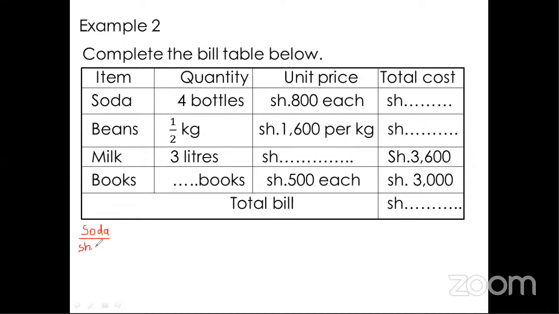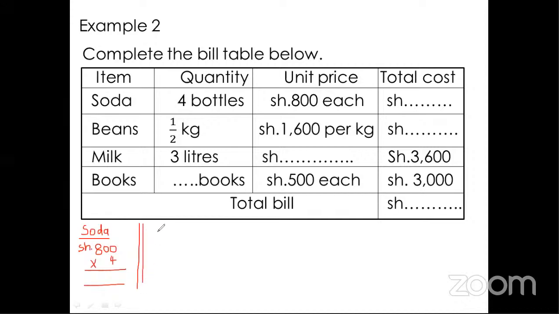So here you have your 800 shillings. You multiply it by 4 bottles to see how much you will pay altogether for 4 bottles, because that is what you have prepared. Multiply this and get that answer. Then you go to the next item.